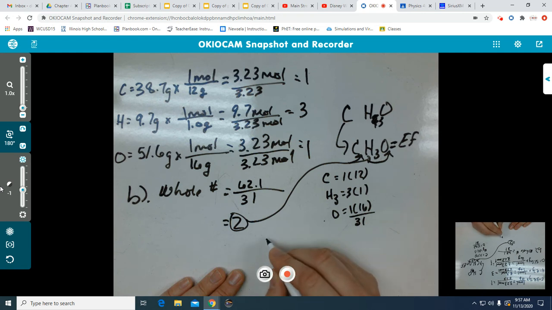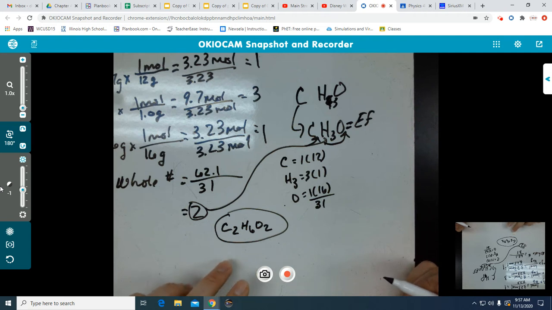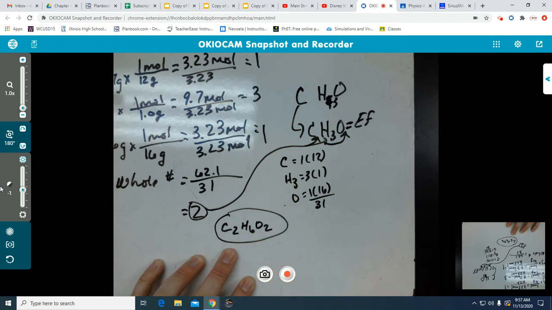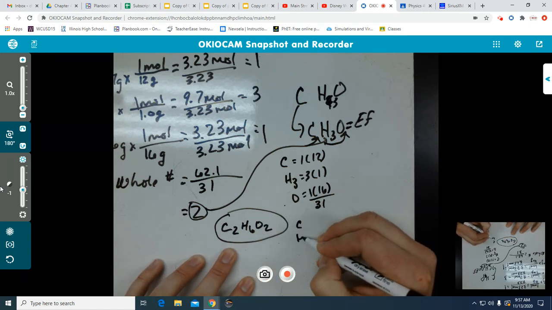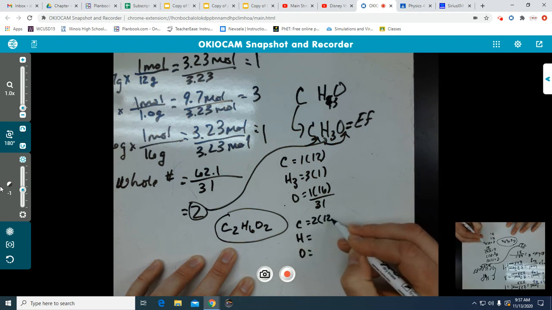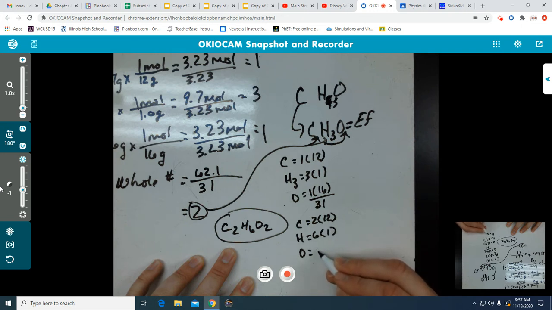And so we get a molecular formula of C2H6O2. That is the answer to part B. And I mentioned yesterday that we can always check to make sure that this is correct by calculating ourselves the molecular weight of our molecular formula. So again, just showing you how to do that. We've got 2 carbons now, 6 hydrogens, and 2 oxygens now.